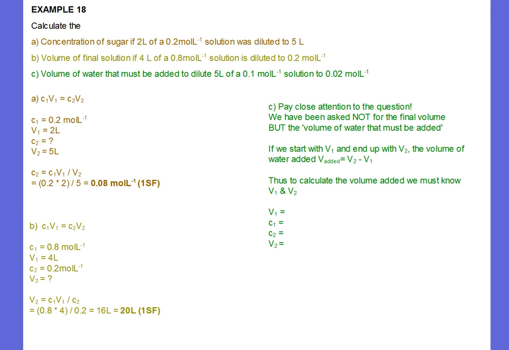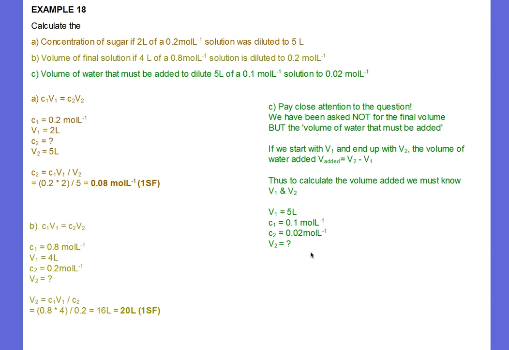How are we going to find V1 and V2? Well, it's just a dilution question. We can go back to C1V1 equals C2V2. So see if you can put your data in here. And hopefully you figured out you started off with 5 litres of solution which had a 0.1 mole per litre concentration. You diluted it to 0.02 moles per litre.